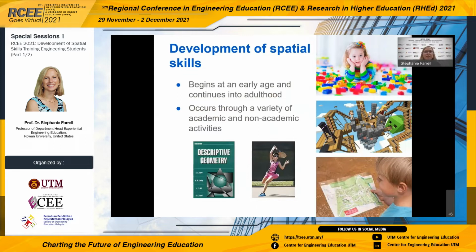So spatial skills development begins at a very early age, and it continues on into adulthood. And it occurs through a variety of academic and non-academic activities. One of the big ways that people learn spatial skills is by playing with Legos and other manipulatives that children play with. But spatial skills can also be learned through sports, through reading maps, playing video games, as well as some academic subjects.